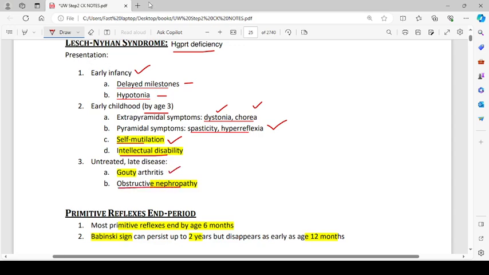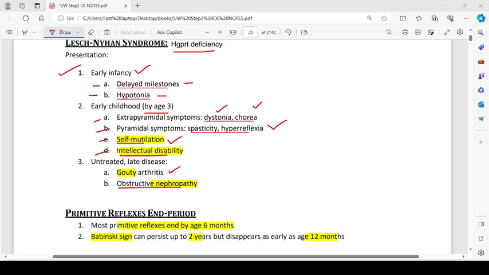So you have to remember this pattern. In early infancy, there will be delayed milestones and hypotonia. In early childhood, extrapyramidal symptoms of dystonia and chorea will be seen. Then pyramidal symptoms of spasticity and hyperreflexia, self-mutilation, and intellectual disability will be evident. And then in adults, if the child lives long enough, there may be gouty arthritis as well.